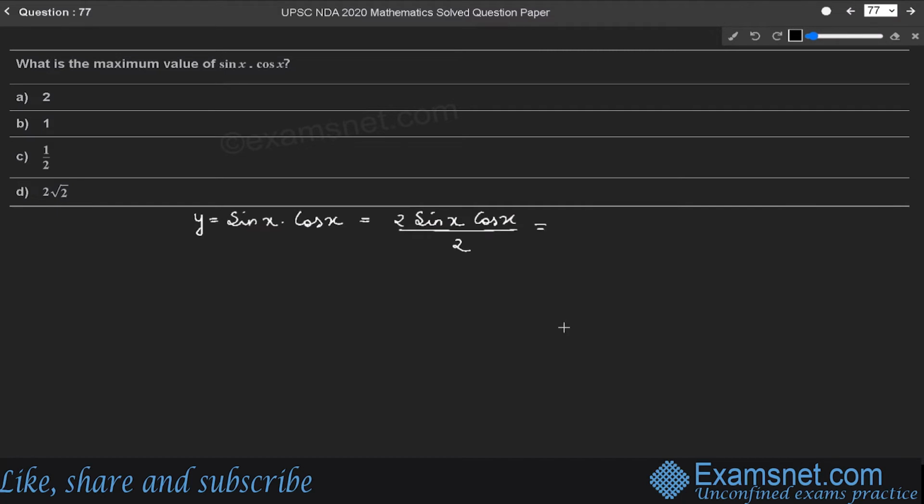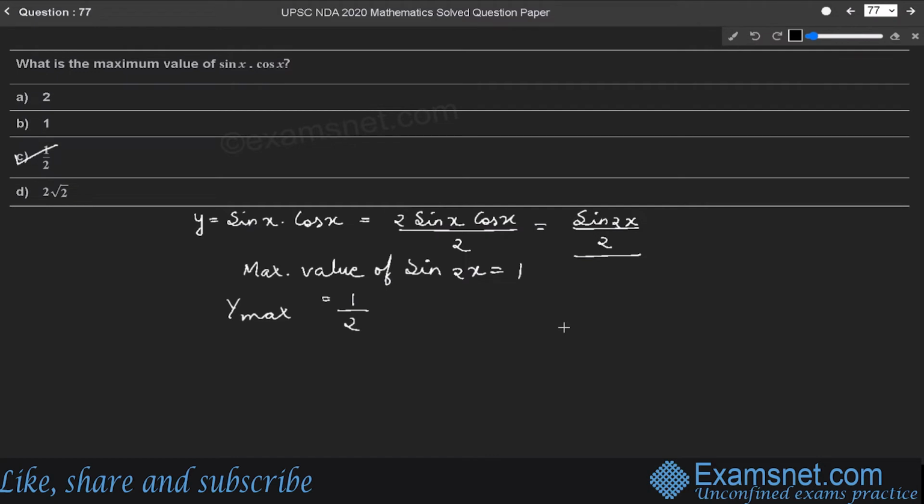We know that 2 sin x cos x is sin 2x. So it will be sin 2x upon 2. Now y is equal to sin 2x upon 2. And we know that the maximum value of sin 2x is 1. Therefore, y max will be equal to 1 by 2. So the correct answer for this question is option number C, 1 by 2.